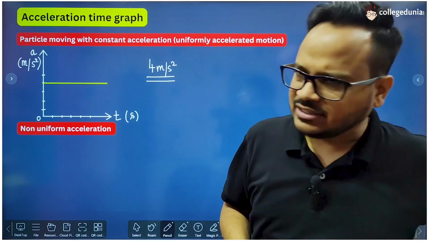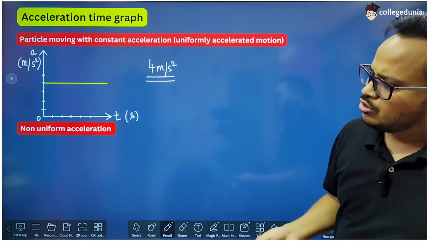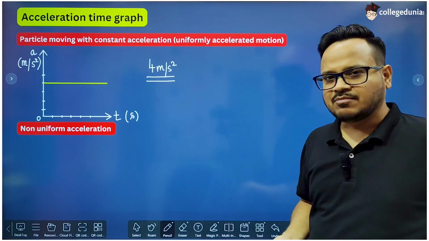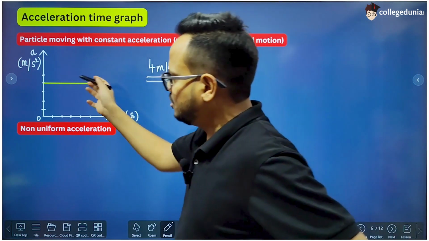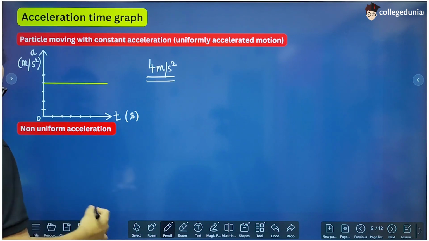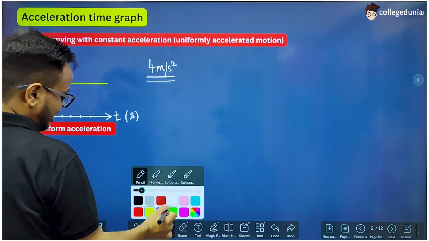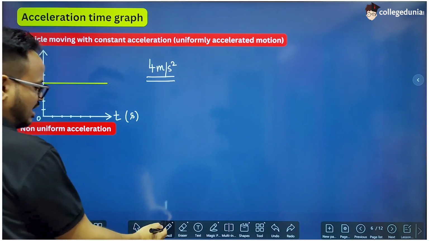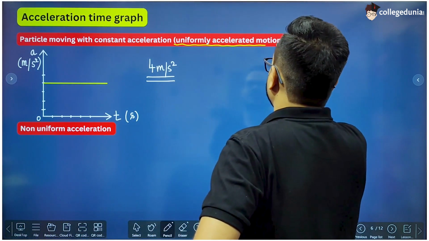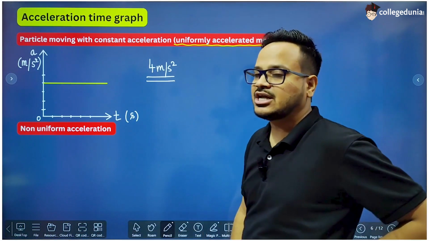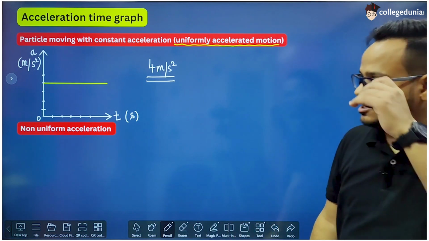So if it has any other value, then also the shape of the graph is going to be the same. Suppose if the acceleration is 5 meter per second square, then you will draw a straight line from 5, right? Because if the acceleration is constant, and this type of motion we all know is called uniformly accelerated motion. So we are making an acceleration time graph for uniformly accelerated motion.